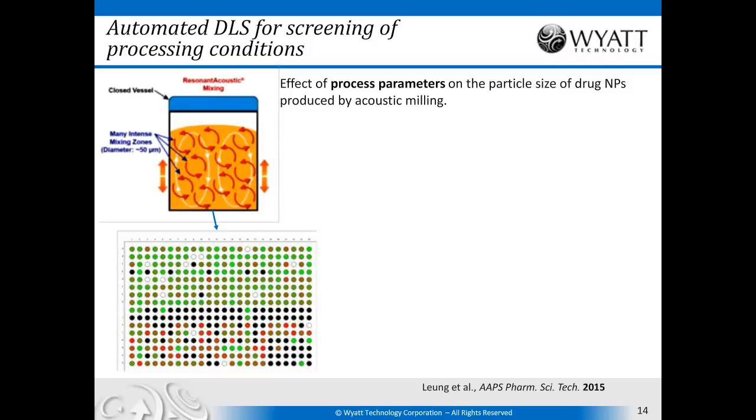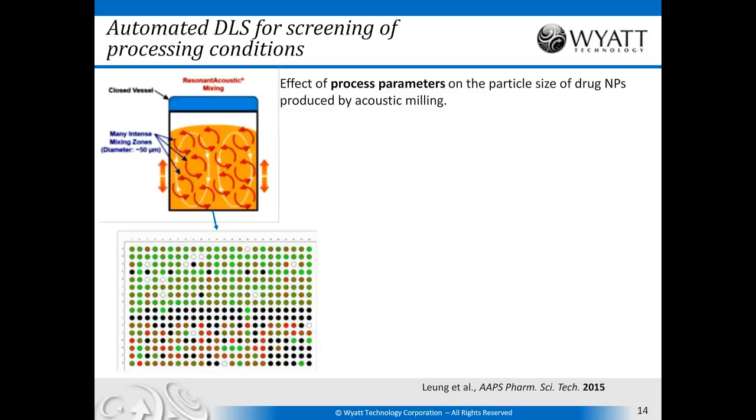Another interesting application of dynamic light scattering for nanoparticles was published by Dennis Lung and colleagues in the APS journal. And here they're looking at nanoparticles which are produced by the acoustic milling of drug solids. So this is a small molecule drug, and using this resonant acoustic mixing technique, which actually takes place in a 96-well plate, you put in your drug solids, you put in some milling particles, some particles that bounce around under the resonant excitation and break up the drug solids, and also a polymer, which is used to coat the particles as they form and prevent them from aggregating.